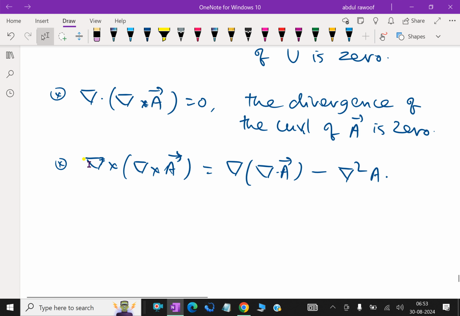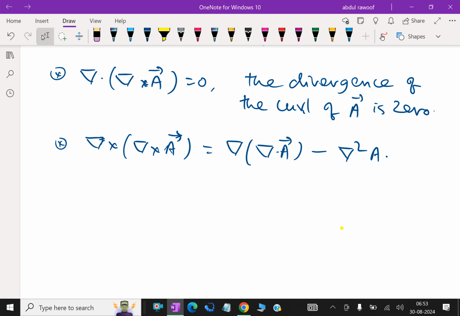Next one, curl of curl, del cross del cross A vector, which is equal to del of del dot A vector minus del square A vector. So the final result: del cross del cross A vector is equal to del of del dot A vector minus del square A vector.